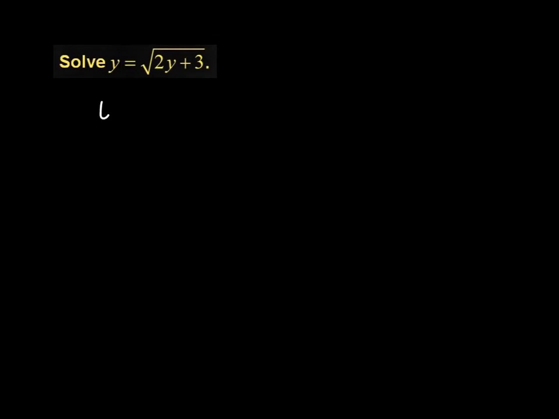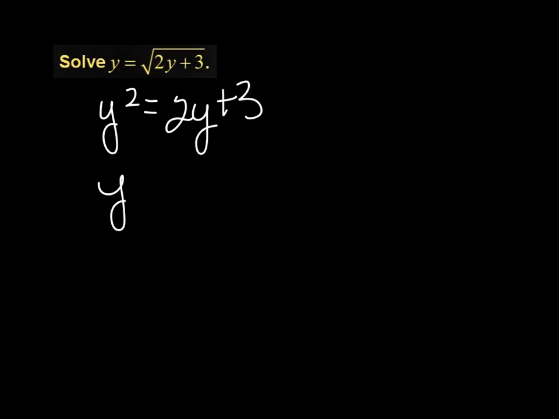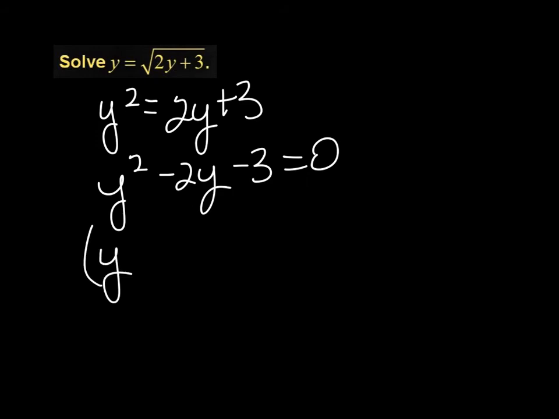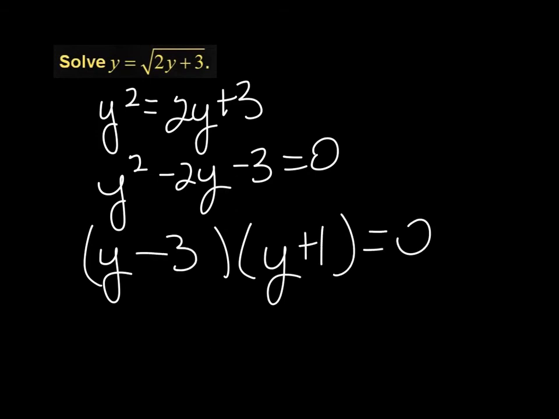Once again, we're going to square both sides to get rid of the radical. And then I'm going to move the 2y and the 3 to the same side as the y squared with subtraction. So now I'm looking for factors of negative 3 that'll give me a sum of negative 2. So negative 3 and positive 1 will do it. So my two solutions look like they are 3 and negative 1.